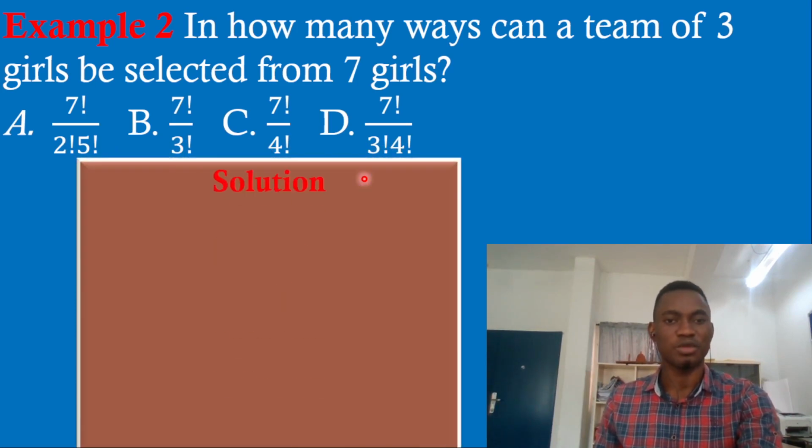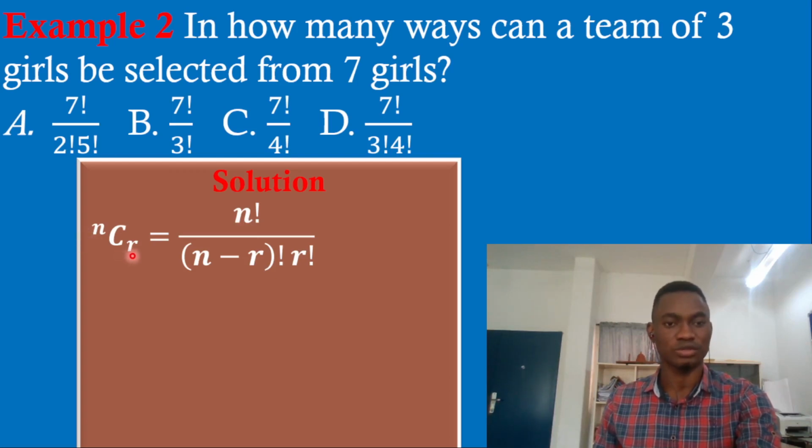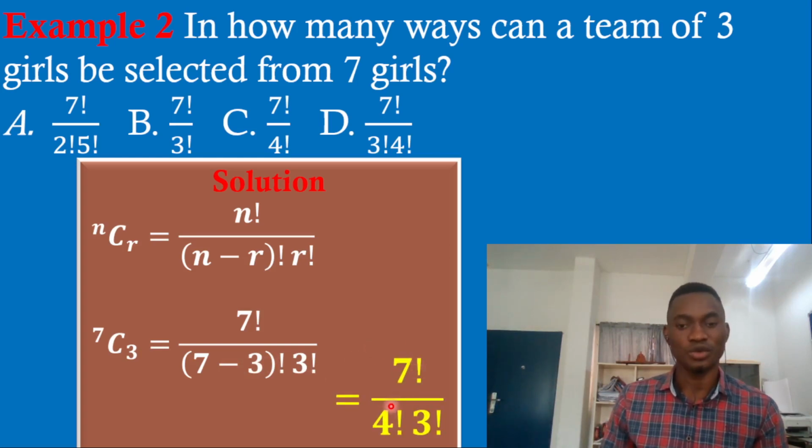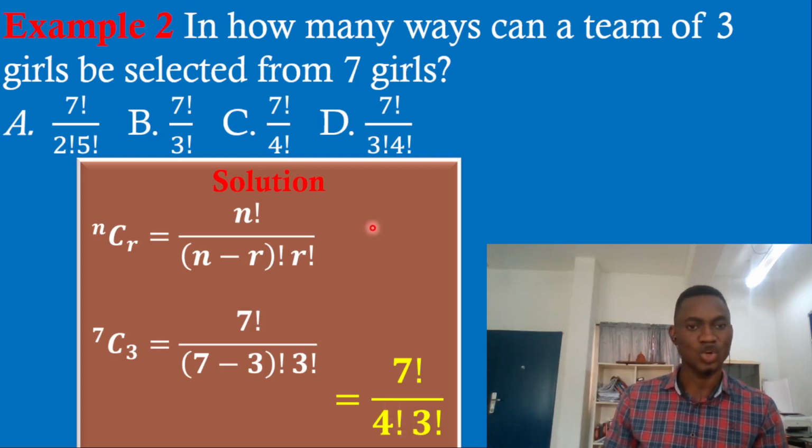We recall our formula. Our n is 7 and our r is 3. So we have 7 factorial all over (7 minus 3) factorial times 3 factorial. That gives us 7 factorial over 4 factorial times 3 factorial. And that is option D. So option D is the correct option.